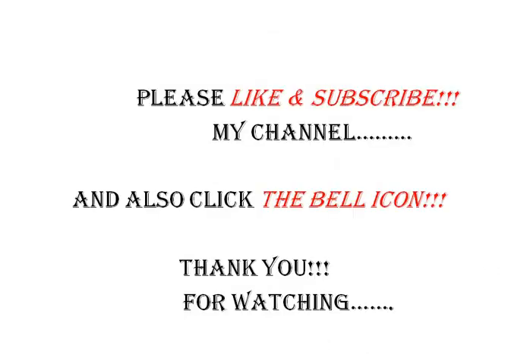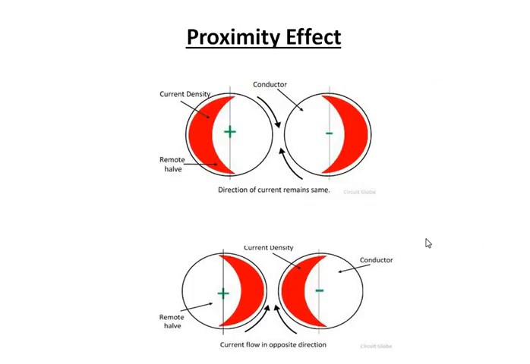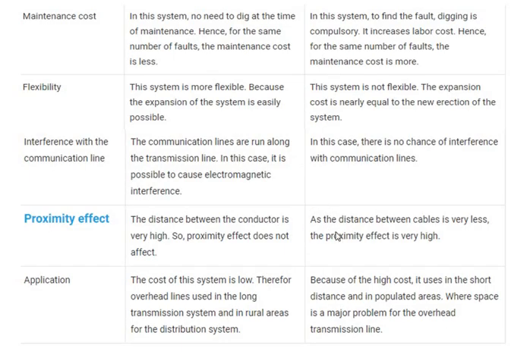In this video I have explained about the overhead and underground systems, the difference between them, and how the proximity effect affects the underground cable. So in this case, you have seen the difference. As the distance between the cables is very less, the proximity effect is very high. So due to the very small distance between the cables, the proximity effect will be there in underground cables, and in overhead lines there will be no proximity effect.